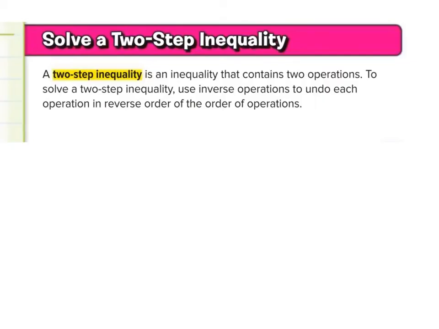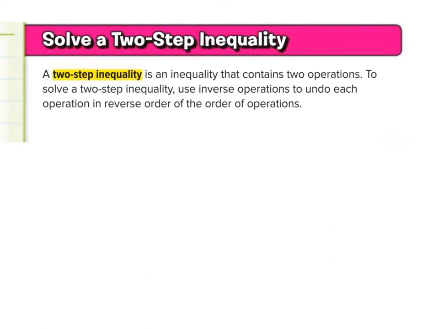Okay, solve a two-step inequality. Here's some notes about it. A two-step inequality is an inequality that contains 2 operations. To solve a two-step inequality, use inverse operations, which is like the work backwards method, to undo each operation in reverse order of the order of operations.